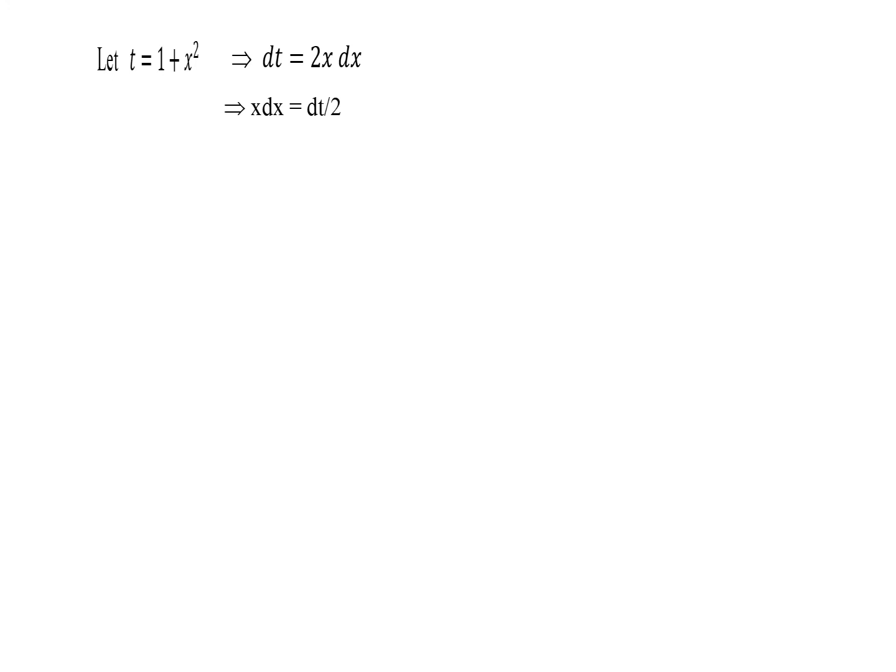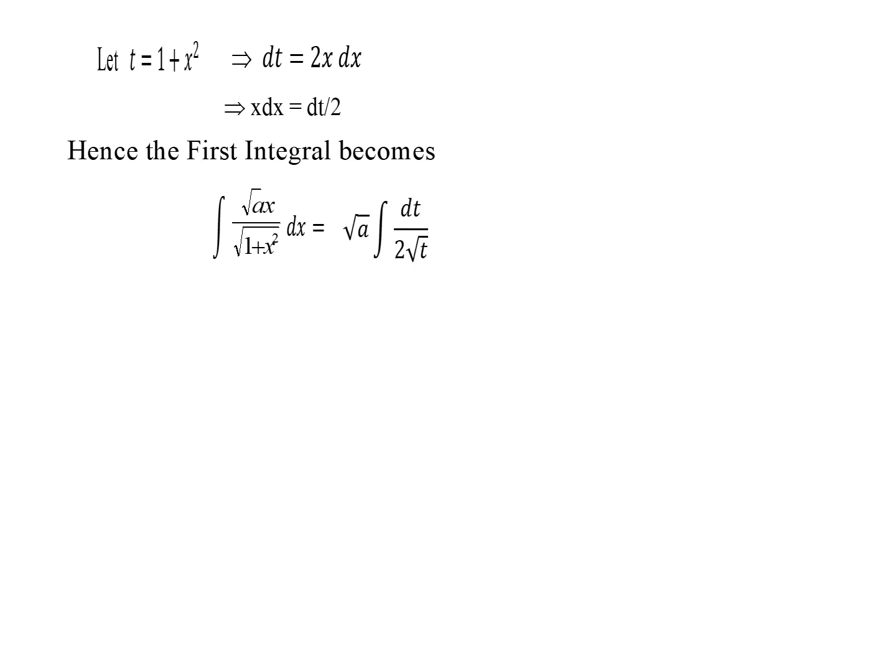or x into dx can be written as dt by 2. So the first integral becomes, I am just taking the first term alone, and let us finish that integration. So this is our first term, and it becomes now root a, we have taken it out, integral x dx. And now look at the numerator, we have x into dx, which can be written as dt by 2, into root of 1 plus x squared. We have that 1 plus x squared substituted as t. So we have by root t. Now taking this root t to the numerator, it is t power minus half.